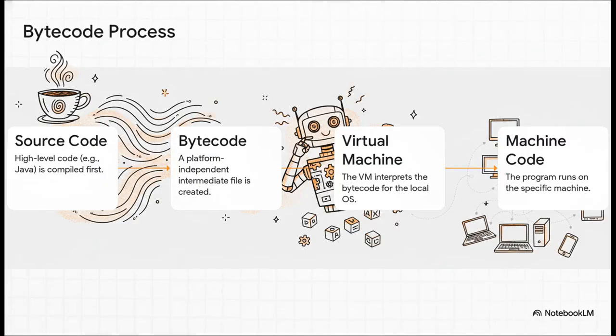Here's how it works. Your Java code first gets compiled, but not into machine code. It gets compiled into this platform-independent bytecode. Then you can take that one bytecode file and send it to any computer that has the Java virtual machine, the JVM. The JVM then does that last little bit of translation for the specific computer it's on. You get awesome portability and way better performance than a simple interpreter.